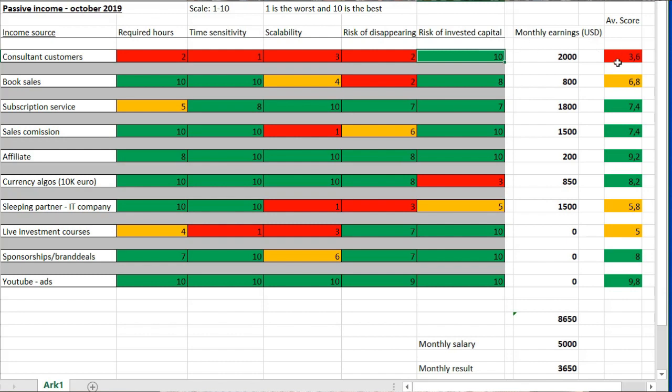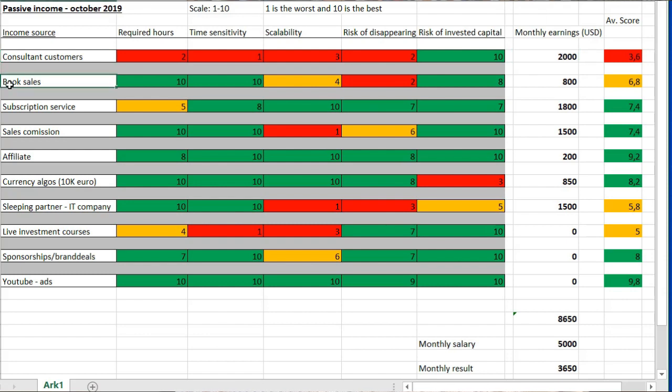But as you can see here, we have a required score of 3.6, which is in the red area. So this is not a business that I would put money or time into building, but it is giving me $2,000, so that is great.